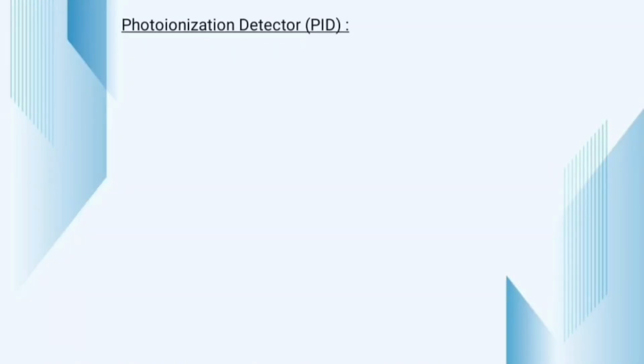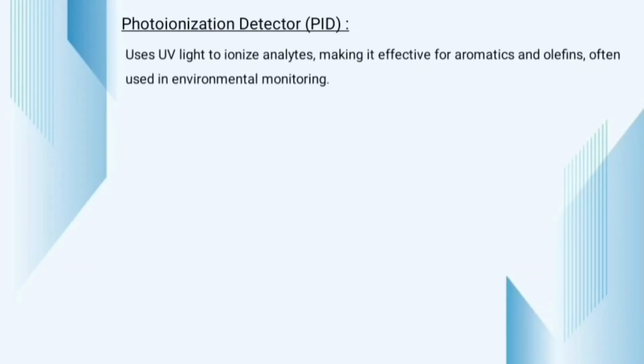And next, photoionization detector. It is a highly sensitive portable gas detector used to measure volatile organic compounds and hazardous gases, typically in concentrations from 1 ppb to 1000 ppm, using an ultraviolet lamp to ionize the gas.